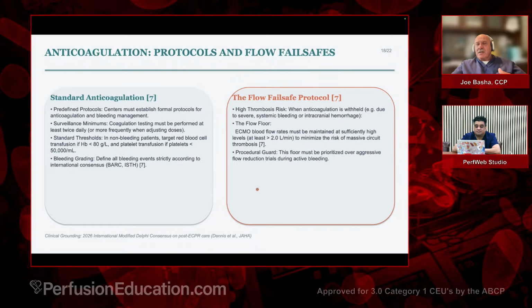Flow is very important. It's very hard to wean VA ECMO with very low anticoagulation. You really want to increase the anticoagulation at that point, because you're going to have a lot of risk.